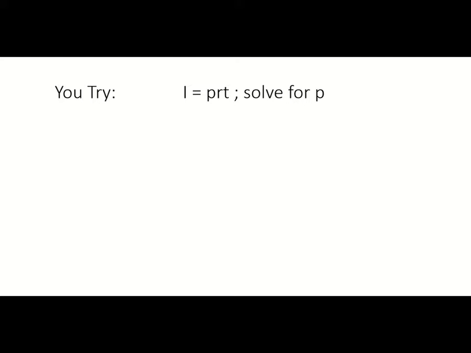So in this problem, we're still working with the simple interest formula, I equals PRT, but this time we want to solve for the principal P. If we want to get P all by itself, we want to think about what is happening between the P and the R and the T. Right now, all three of those variables are being multiplied. So to isolate P, I'm going to need to divide by the R and the T on both sides.